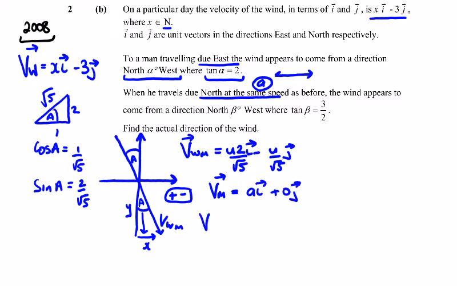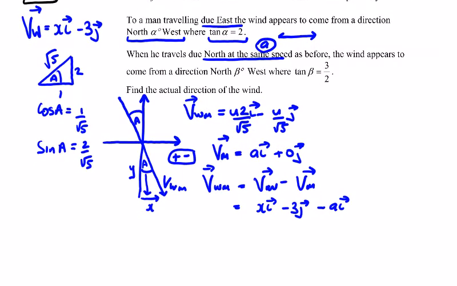So we can set up the velocity of the wind relative to the man as the velocity of the wind minus the velocity of the man, which we have in these terms. The velocity of the wind is xi minus 3j, minus the velocity of the man, which is minus ai, and then minus 0j, which has no impact. So the velocity of the wind relative to the man we now have in terms of x minus a in the i direction, and then minus 3 in the j direction.